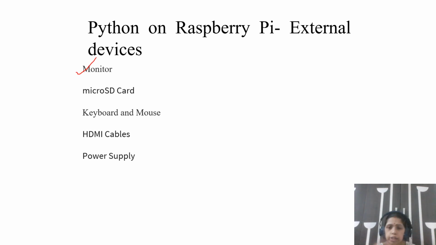monitor, like your desktop or PC, a micro SD card which will store the data, a keyboard and mouse to operate the desktop, and an HDMI cable if you want to connect the Raspberry Pi with the monitor, right? A power supply is also required to power the Raspberry Pi, right? So these are the components required. Also you can connect external memory with the Raspberry Pi.